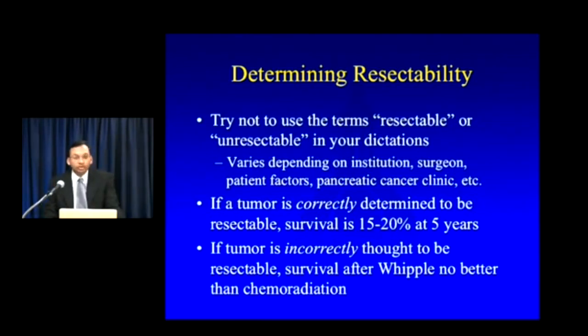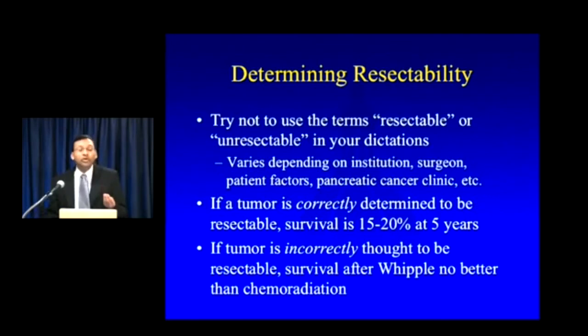Now, that being said, determining resectability is absolutely critical, right? If you correctly determine a lesion to be resectable, the survival after surgery is typically going to be about 15 to 20% at 5 years. Now, that's still bad, but at least it gives the patient a chance. On the other hand, if a patient is incorrectly thought to be resectable, so let's say you present data that says the patient is resectable based on the CT scan, but they find that the patient is actually unresectable at surgery because there's an occult liver met or an occult peritoneal carcinomatosis, then they've basically undergone the Whipple procedure for no reason. Survival after a Whipple procedure in a case where the tumor is incorrectly thought to be resectable is no better than chemoradiation alone.